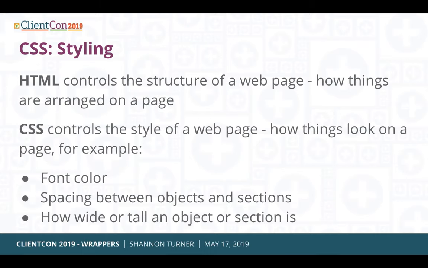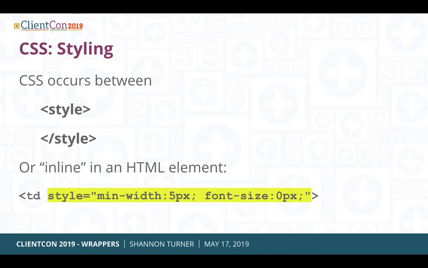First, let's talk about the CSS, the styling. The HTML controls the structure of a web page, so how things are laid out and arranged on a page. But CSS controls the style of a web page, so how things look, like the font color or the spacing between objects and sections, how wide or tall an object or section is. And CSS occurs between this HTML style tag or sometimes inline in an HTML element, as we see highlighted in yellow here.